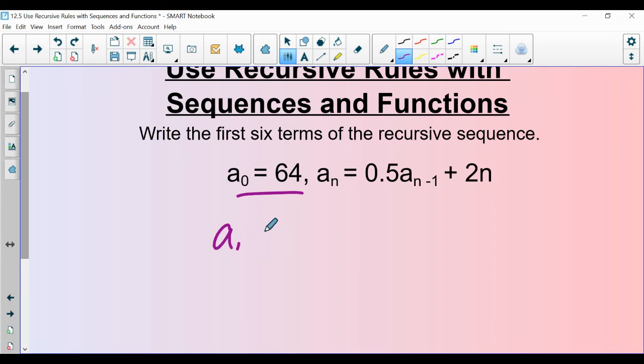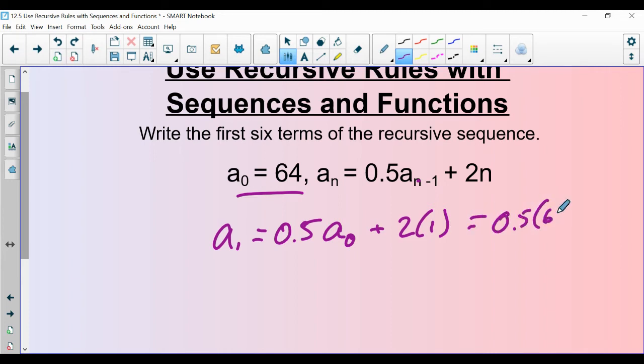The next term I would want to know would be a sub 1, so I plug 1 in everywhere there's an n. So a sub 1 would be 0.5 times a sub 0, plus 2 times 1, because I'm plugging a 1 in there as well. So it would be 0.5 times 64, because a sub 0 we know is 64, plus 2. So 32 plus 2 would be 34.